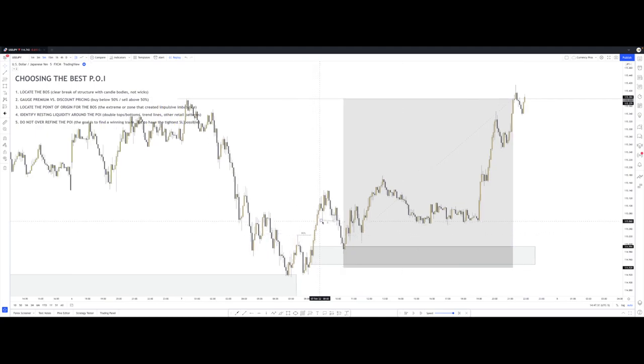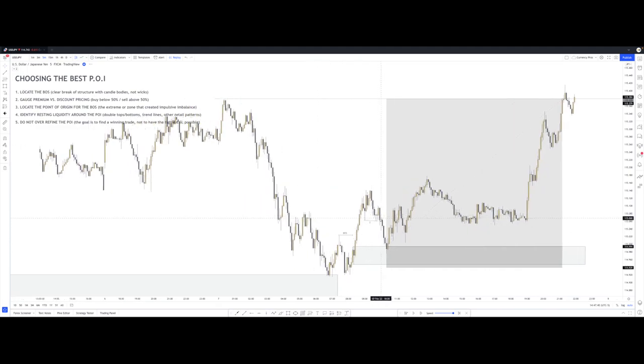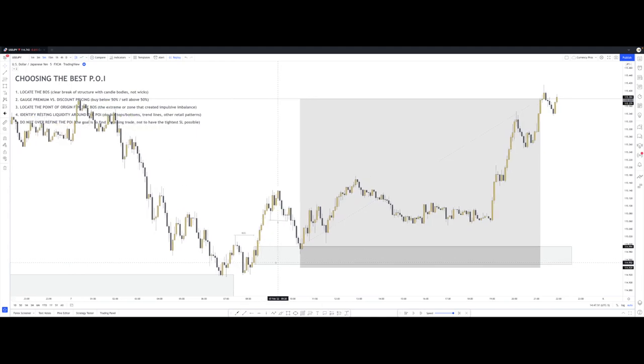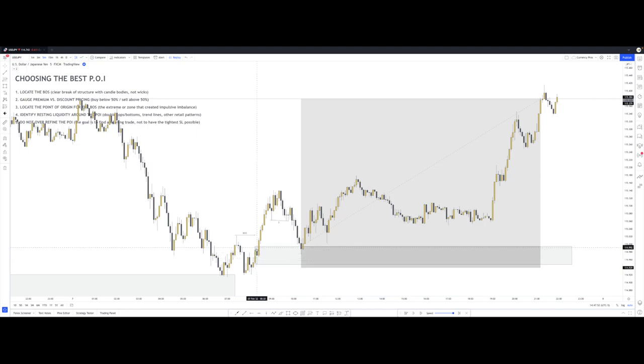We waited for resting liquidity to form in the form of a double bottom or relative equal lows. We located the best point of interest within this fractal market structure based on the fact that this point of interest here was in discount pricing and we're looking for a buying position. So we only want to be buying in discount, not premium. We also identified that this point of interest caused impulsive imbalance, whereas the extreme point of interest did not do such things. So this was the highest probability area to trade from.